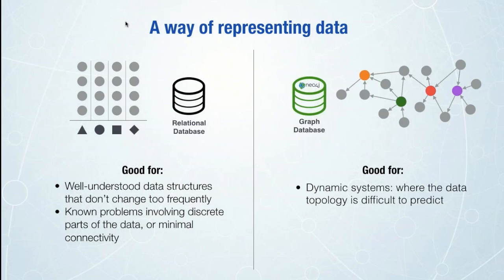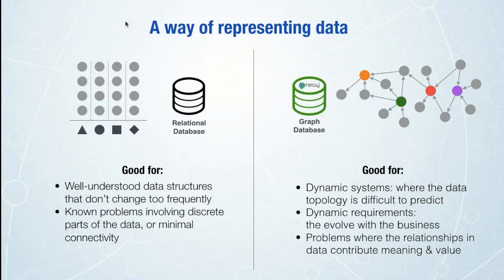It's good particularly where data structures are changing all the time. It's difficult to predict in advance what connections are going to be important, and it's difficult to process those connections. It's good where you're living in an agile world where requirements develop all the time. And it's particularly good for problems where relationships in the data contribute to meaning and value.